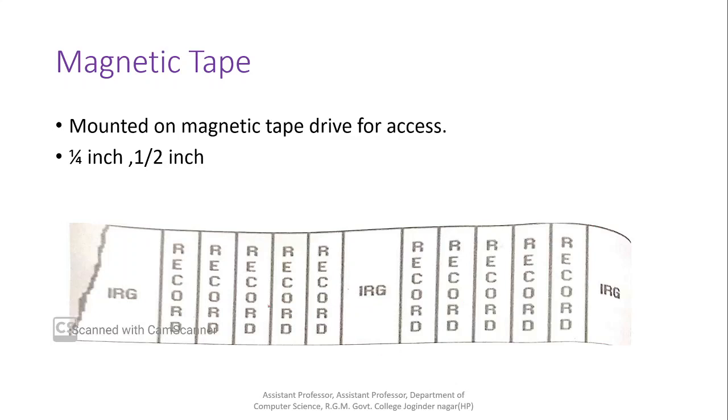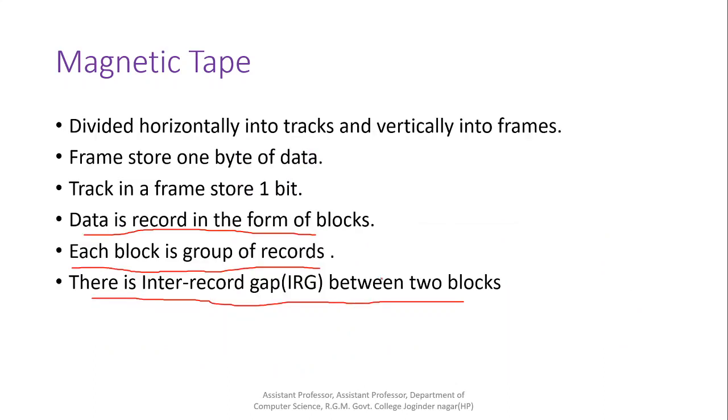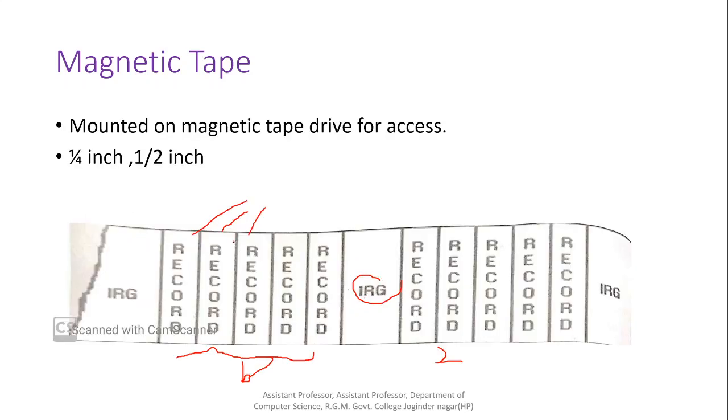Like in this diagram, we have one record stored here, then this is the second record, this is the third record, and the combination of these records is called a block. This is one block, this is the second block, and there is a gap between these two blocks, and this is called the IRG, that is inter record gap. So one block is separated from another block in magnetic tape with the help of the IRG, the inter record gap.